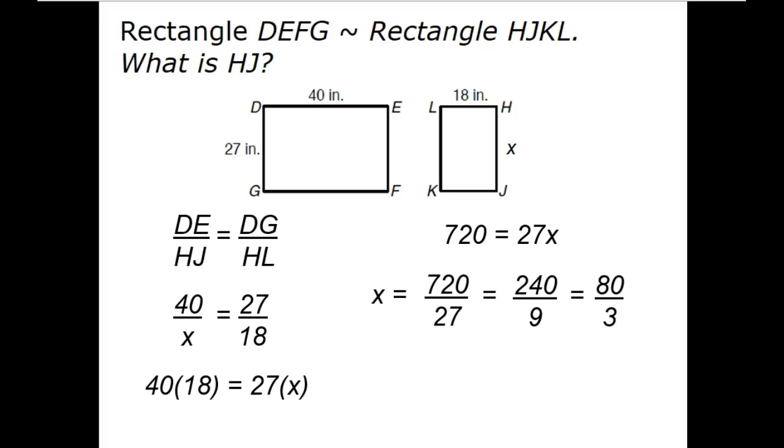All right, so do I just box my 80 over 3 and move on? No, I have to answer the question. It's the length of HJ. So the length of HJ equals 80 over 3 inches, because I have inches there. That has answered my question, and I'm done. Okay. Questions about that? Yes, ma'am.